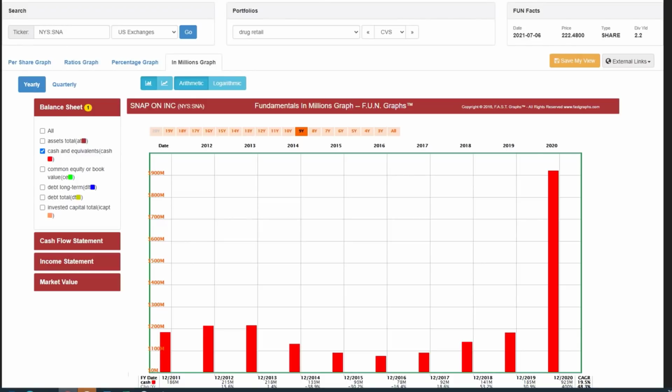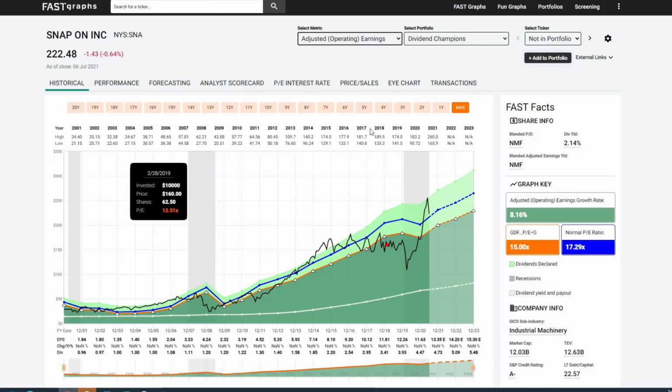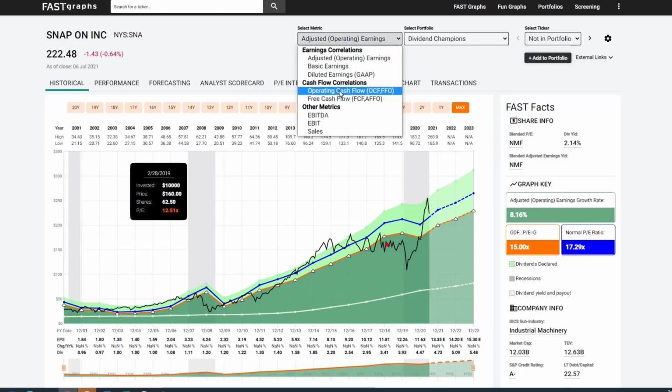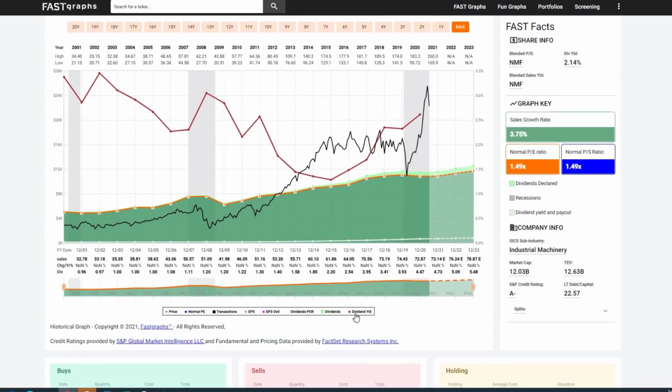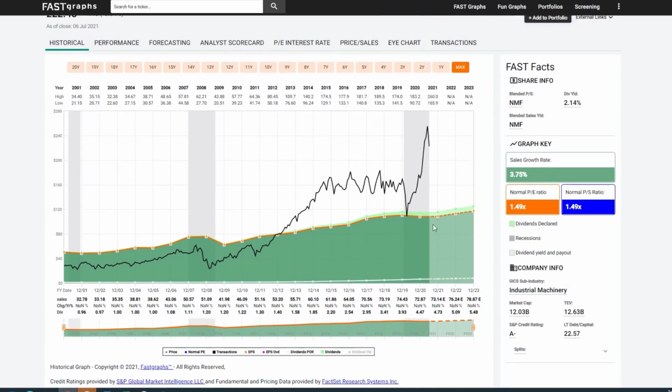Now, I'm going to give you a sneak peek at the new version of Fast Graphs. Just to show you that it is coming along, and a lot of it's working, but there's still some things that are broken, so I want to point that out to you. But I'm going to go in here and look at things like price to sales. That's another metric that I like to use. It'll be available on the new Fast Graphs. And this tells me that the stock is very richly valued on a price to sales basis.